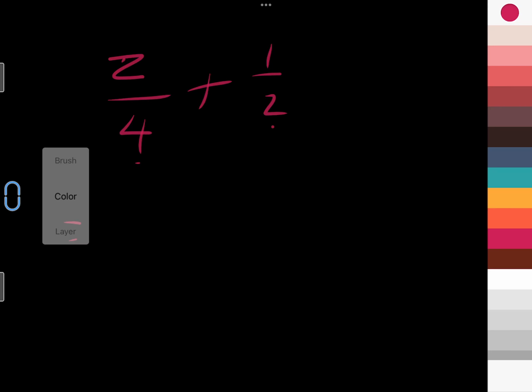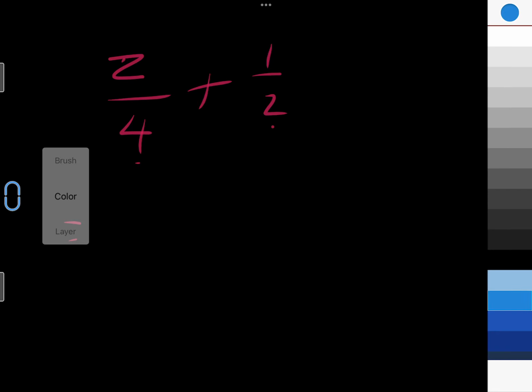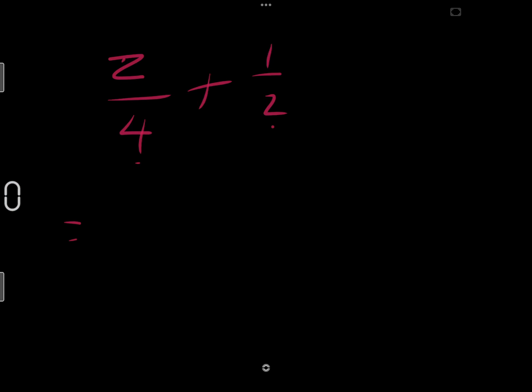So to get the denominator to be the same, we need to multiply. I'll multiply this 2 by a value to get 4. What value can I multiply 2 by to give me 4? I need to multiply this by 2. Whatever I do at the bottom, I'll have to do on the top as well.